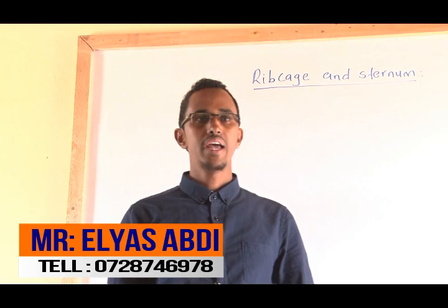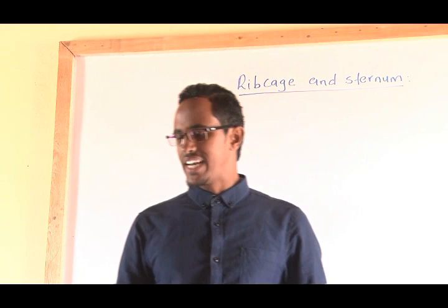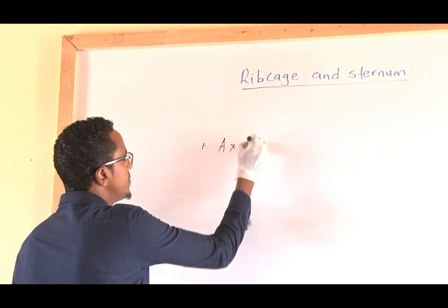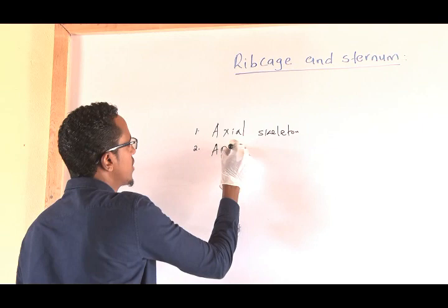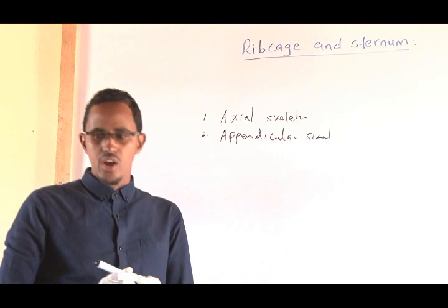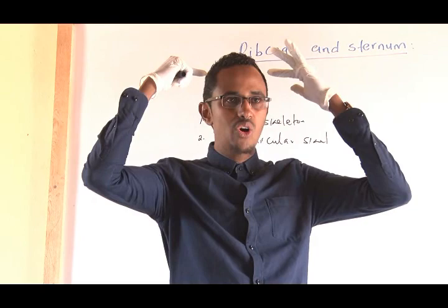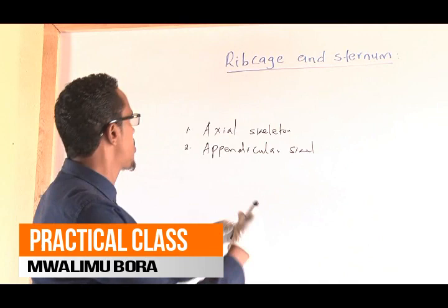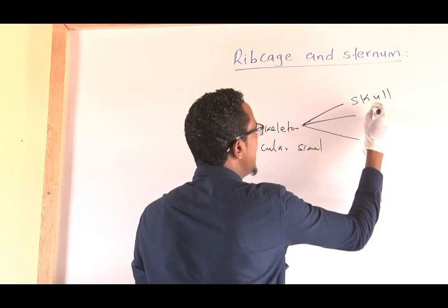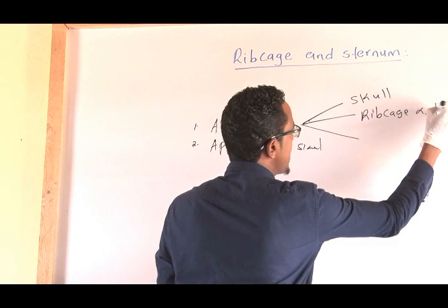Endoskeleton is mainly divided into two main parts: the axial skeleton and the appendicular skeleton. When I said axial skeleton, I said axial from the word axis, those found along this length, like the skull or the cranium, the ribcage and the sternum. That's what we are calling the axial skeleton, and then we also have the bones of the vertebral column.